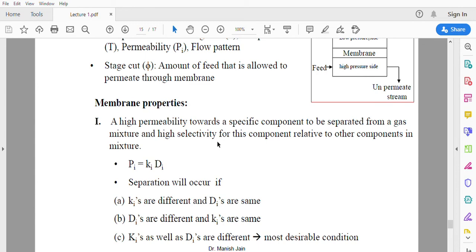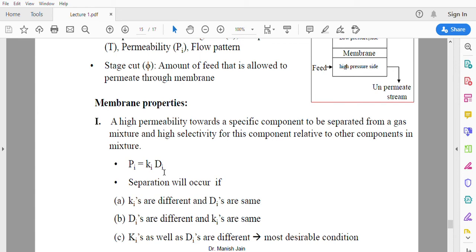And if your selectivity is low, suppose your permeability is very high, a lot of gas will pass through the membrane, but selectivity is low. Selectivity means how much separation occurs. If both types of components permeate through the membrane, then you will not get any separation. So you need higher selectivity as well as higher permeability. That is the desirable property of the membrane. So how will it occur? Permeability is defined as the product of Henry's coefficient and the diffusion coefficient.